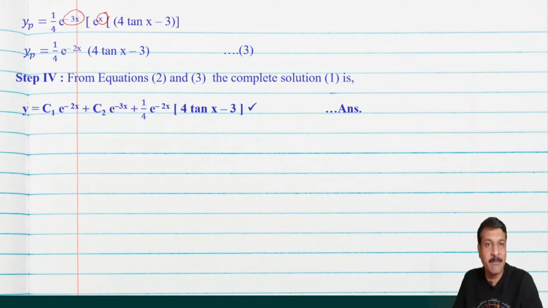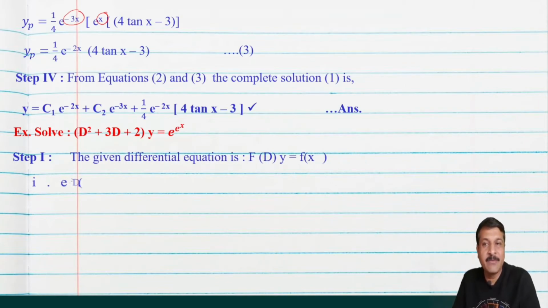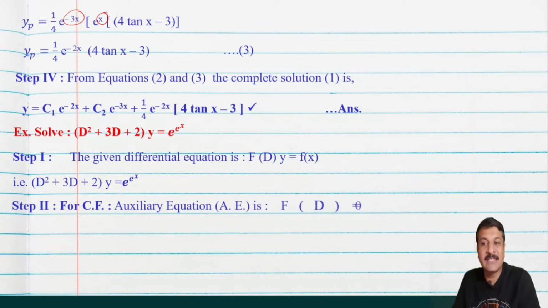Consider one more example. Solve (D² + 3D + 2) operating on y equal to e^x. Again, up to the CF it is the same. Given the differential equation, you write it in symbolic form; here it is already in symbolic form. We know the general solution is y equal to yc plus yp. So one by one we have to find them.